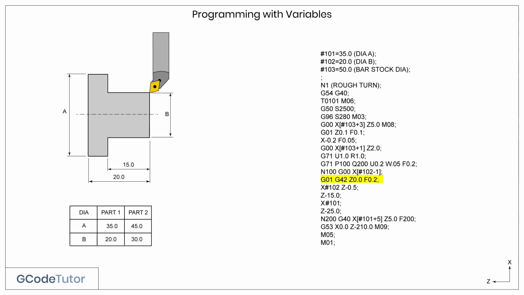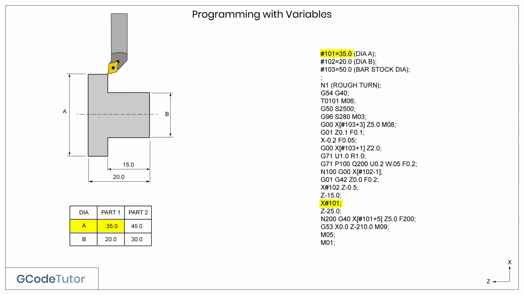On this line of code, I'm just feeding in the tool to the front face of the material so we can machine our chamfer. The Z tells the machine we're moving 0.5 millimeter towards the chuck or the spindle, and our X dimension here is our dimension of diameter B. Now, we don't need to enclose this in brackets because we're not adding or subtracting from this number. We're simply stating we need to go to the number declared by this variable. Z minus 15 just cuts along our diameter B until the end point where the shoulder is.